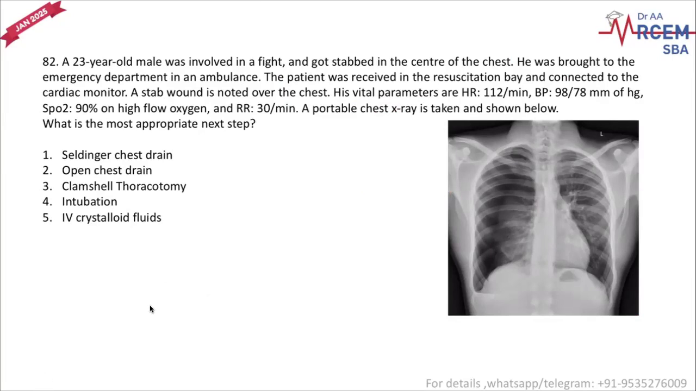A 23-year-old male was involved in a fight and got stabbed in the center of the chest. He was brought to the emergency department in an ambulance. The patient was received in the resuscitation bay and connected to the cardiac monitor. A stab wound is noted over the chest. The vital parameters show some amount of tachycardia, but blood pressure is fine. Oxygen is only 90% on high flow, at 30 degrees. A portable X-ray is shown below. What is the most appropriate next step in the management?